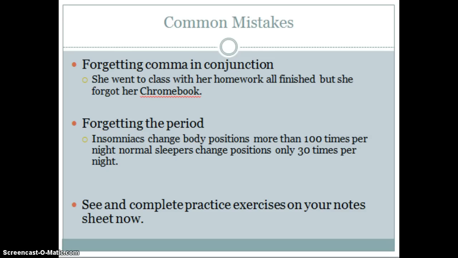The first sentence should be, insomniacs change body positions more than 100 times per night. That's a sentence. Insomniacs is the subject, change is the verb, complete thought. The second sentence should be, normal sleepers change positions only 30 times per night. Same thing. Normal sleepers is the subject, change positions is your verb. The complete thought, they change only 30 times per night. Those are separate, and there should be a period after 100 times per night, I guess is the way to say it.